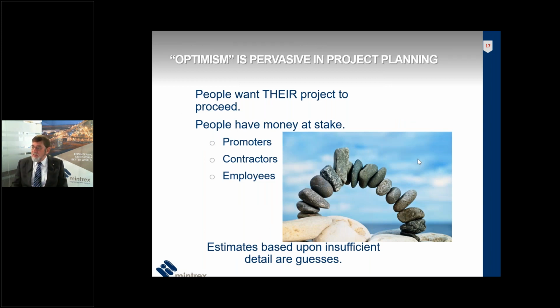So optimism is a pervasive problem in project planning. Everybody wants their project to proceed. One of the things to recognise is we're looking at the people who are involved in project evaluation. Almost all of them have serious conflicts of interest. The promoters, their reward is in getting the project up and running. Contractors who are helping to provide estimates, they want to get the project to the next stage so that they can win that work.